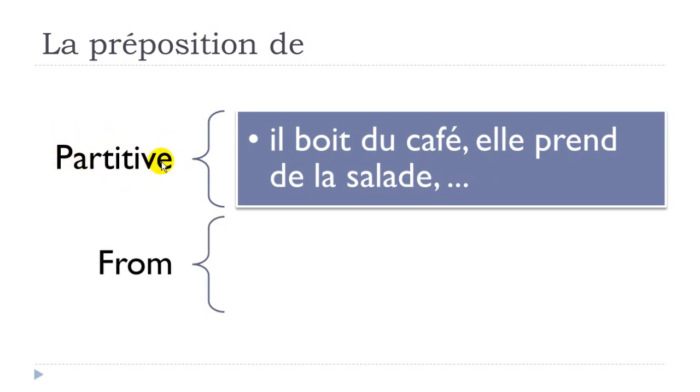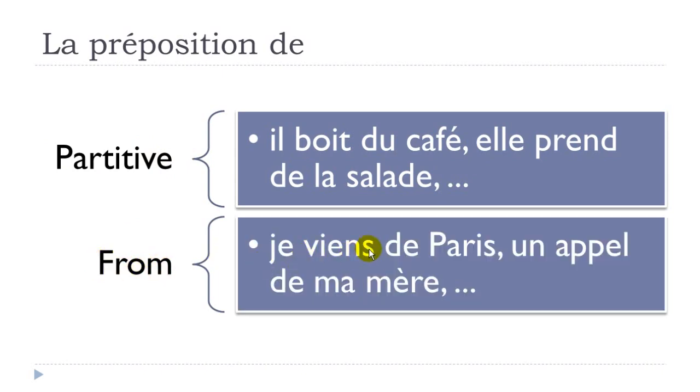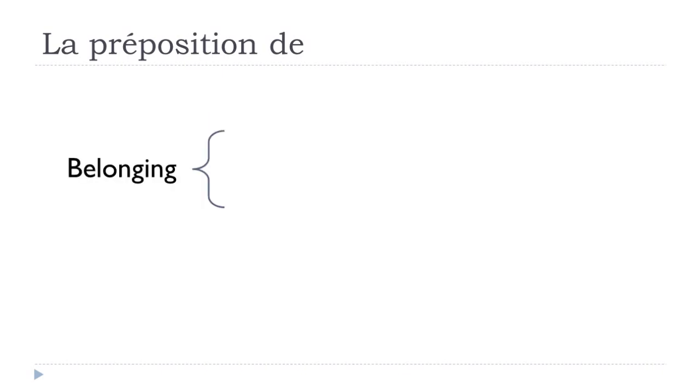All right. Second use will be the translation of from in English. Okay, so a few examples. Je viens de Paris. Venir is to come. I come from Paris. Okay, so in that case, really this de would be translated with from. Okay, un appel, so appel is a call, de ma mère, from my mother. Okay, so it's exactly this from concept in English. Okay, so let's see now another possibility.